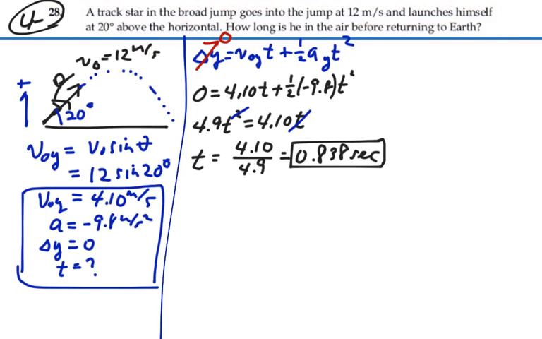Now, if you were to calculate the time it took to get to maximum height and then multiply that by 2 for projectile motion, you would get the same answer as this. But this is a better way to look at it, because then you don't have to memorize any special formulas other than the kinematic formulas. So it's a good way to just approach everything in a kinematic way. 0.838 seconds.